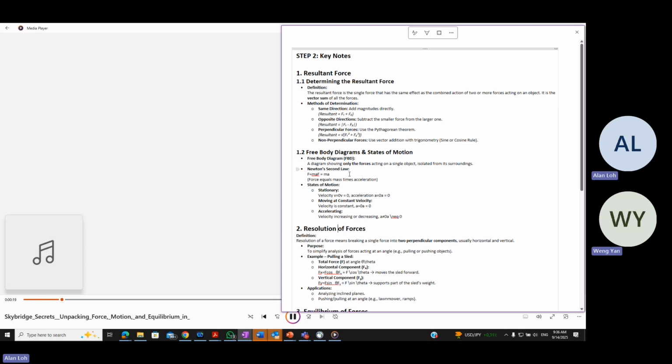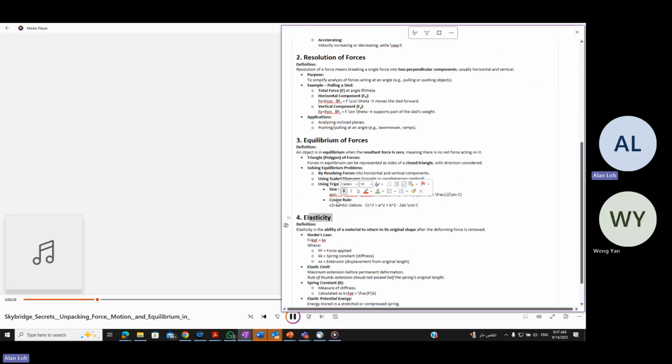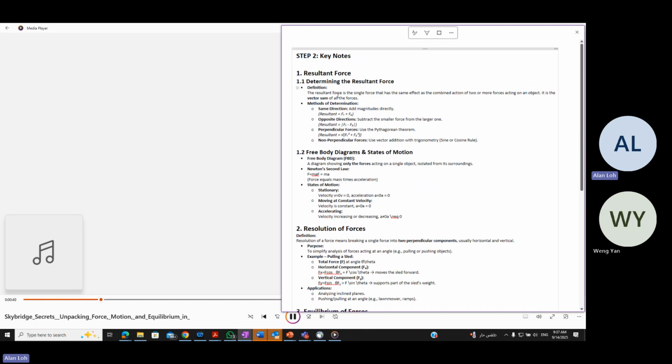Seems impossible. Exactly. But it's not magic, it's physics, the kind of fundamental stuff you're likely covering right now if you're around, say, year 11. Mm-hmm. So our mission today is to dive into force and motion 2. We're talking resultant forces, resolving forces, equilibrium, and elasticity. Basically, the physics behind why stuff moves or stays put and holds together.